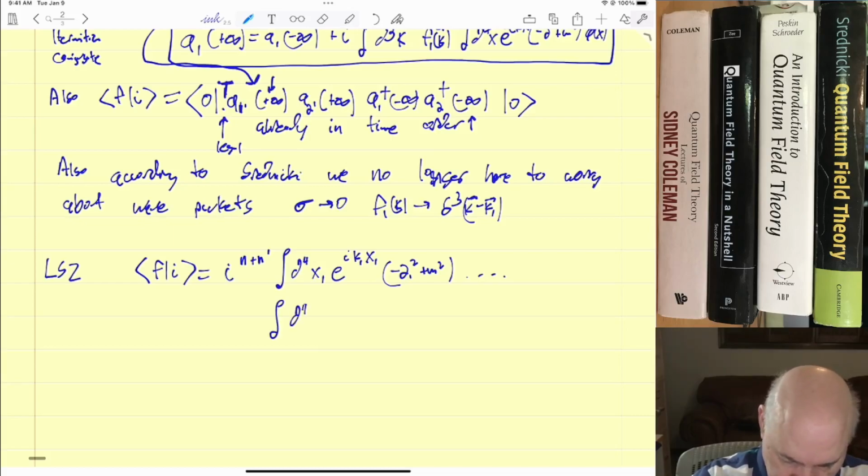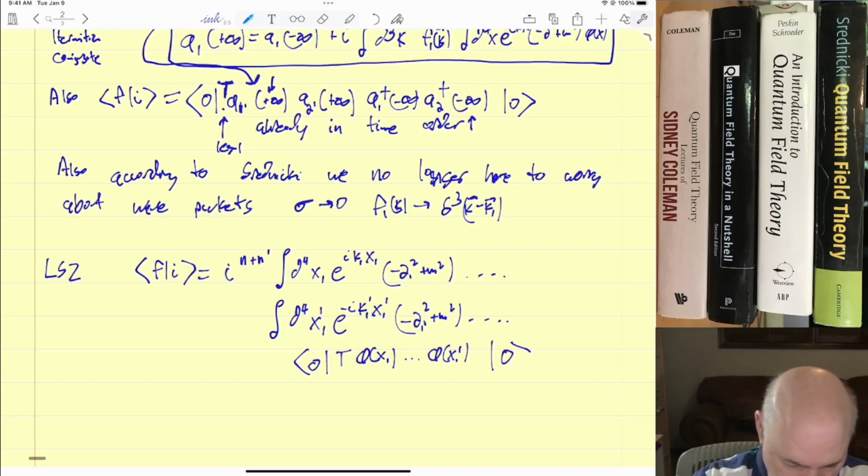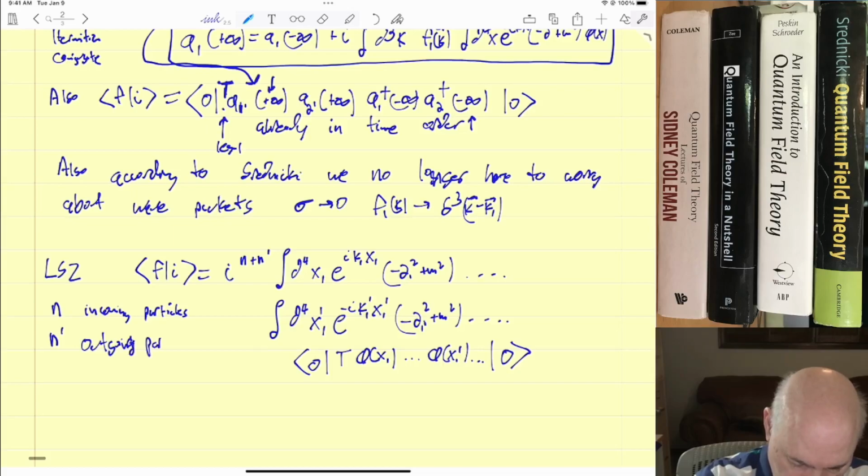And then for the outgoing particles, and again, additional terms for extra particles, all acting on this matrix element, the time ordered phi(x1) ... phi(x1'). And this assumes we have n incoming particles and n prime outgoing. Let me box this because it's so important.